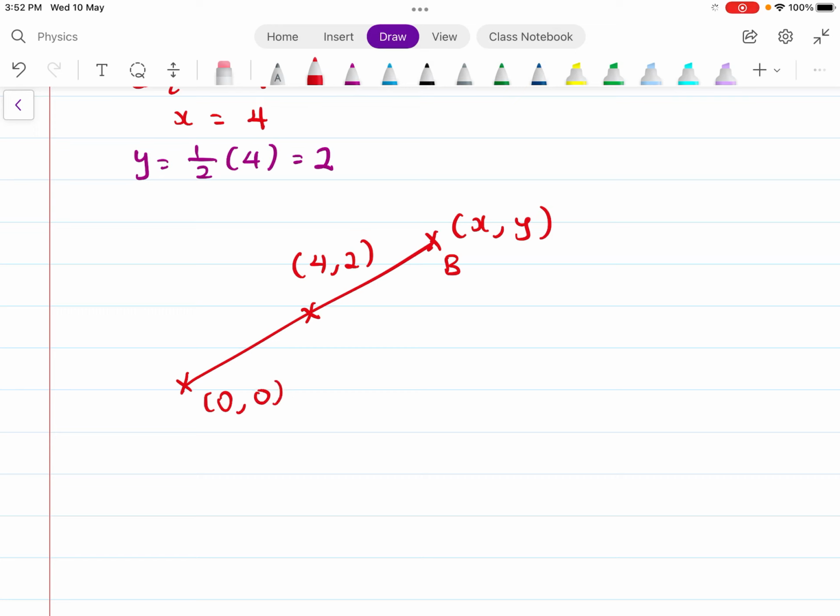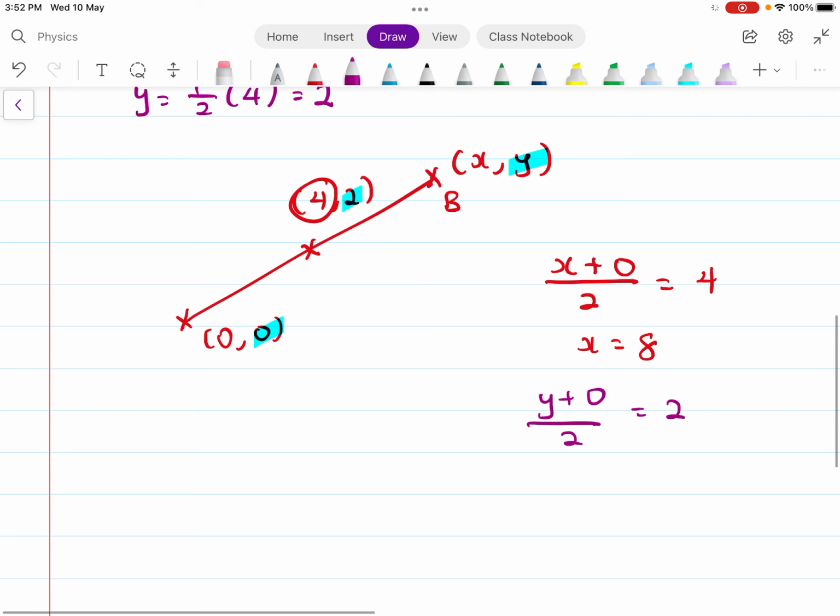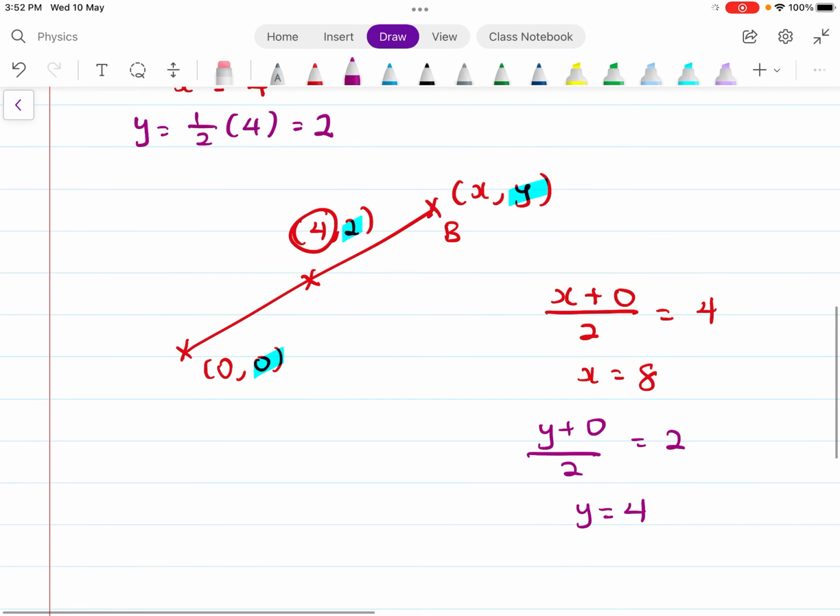Now remember the midpoint formula. For example, I want to find x first. x plus 0 divided by 2 will equal 4. Of course you calculate, and x is equal to positive 8. What about y? Same idea: y plus 0 divided by 2 will give you positive 2. So y is equal to 4. So the coordinate of B that we have calculated is 8, comma, 4. That's it.